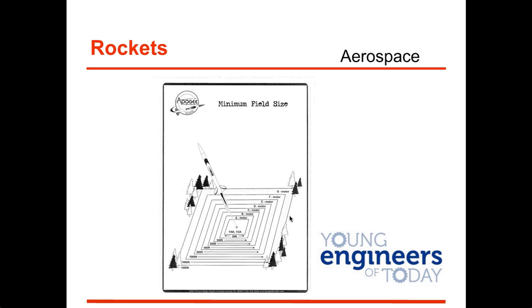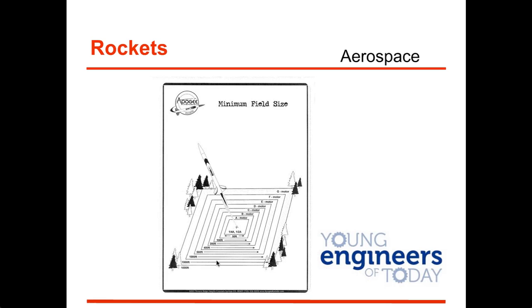And this is just a little diagram. The different motors produce different amounts of thrust. We're using a C motor. And this is letting you know what kind of field you're going to use with the different motors. And by what kind, I mean how big it has to be.